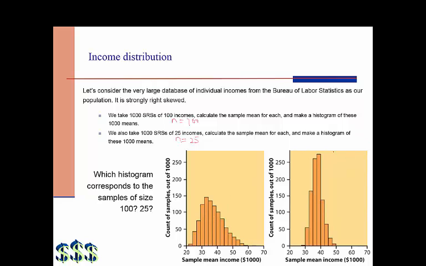So just like we said before, when n is large, you have less variation, right? The spread in that sampling mean distribution is inversely proportional to sample size. So when n is 100, there's less spread. When n is 25, there is more spread.